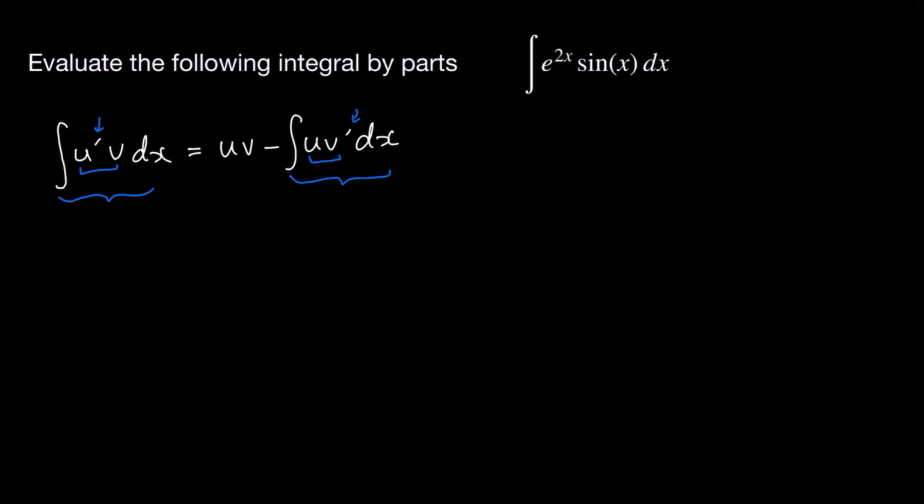In this example, I see I have an exponential function and a sine function. I know that exponentials are very nice to differentiate. They really don't change structurally. And trig functions have this cyclical nature. So sine differentiates to give cos, which differentiates to give negative sine, which differentiates to give negative cos, and so on.